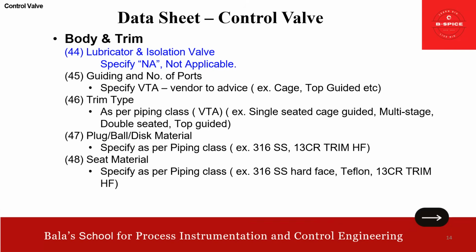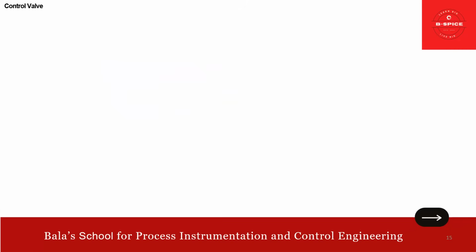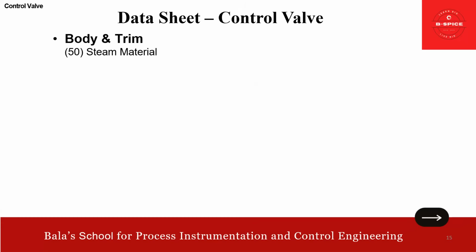Seat material also. Then we go to the cage guided bushing material. What is this? Basically, this one we need to depend on the vendor, so you just specify it as VTA. Then, same body and trim, we move on to the stem material. This also you need to align with the piping class, example 316SS. Then NACE compliance. This is the National Association of Corrosion Engineers, where NACE is normally deployed. This is used for wet H2S service or sour service.